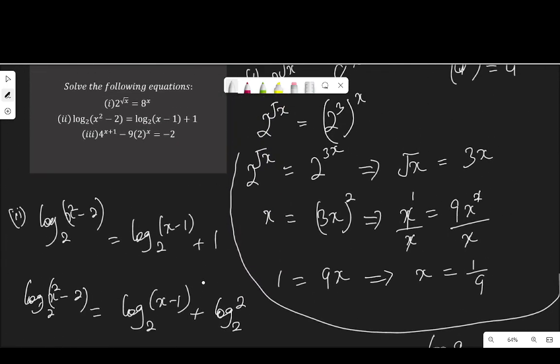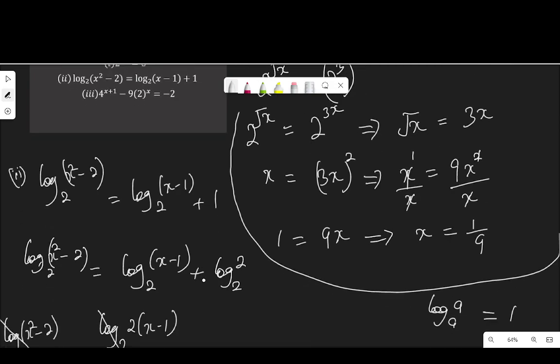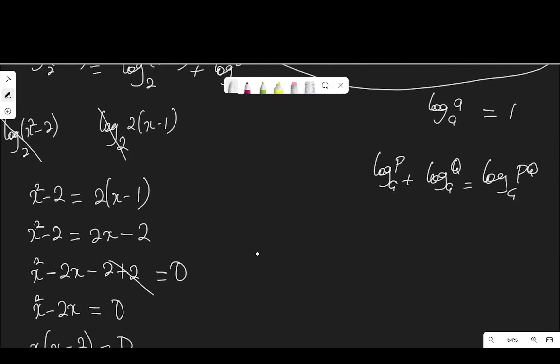Then the last one, I have 4 to the power of x plus 1. Question 3.